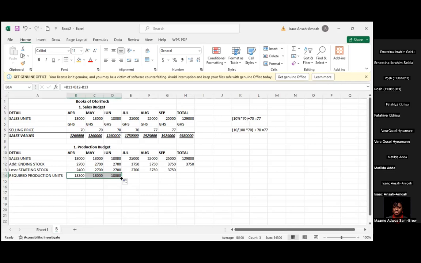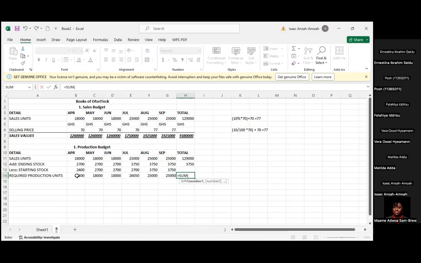So that is it. If we come to July, 25,000 plus 3,750 minus 2,700 will give us 26,050. August, 25,000 plus 3,750 minus 3,750 will give us 25,000, sorry. The same applies to September. But I need you to work it on your calculators so that you can have a feel of what is happening.